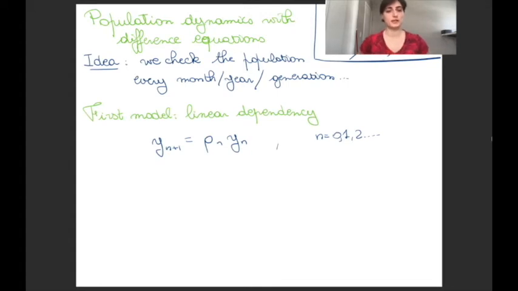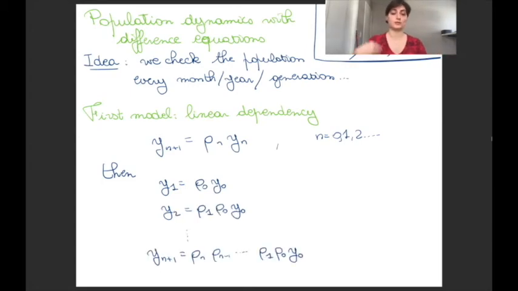So the first model is a linear dependency. The population at the next year depends on the population this year times a coefficient, and the coefficient might depend on the year itself. So the first year, the population is going to be rho 0 times y_0. Then the population is going to go to rho 1 times rho 0 times y_0. And with every single iteration, you're going to just get a coefficient in front of your population at time 0.